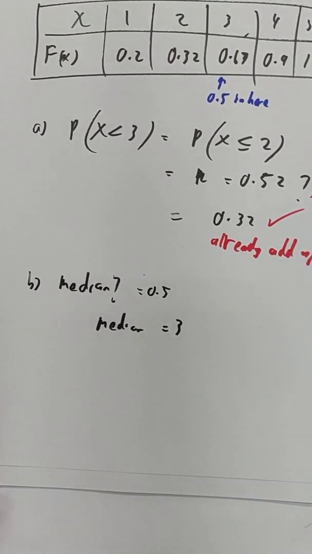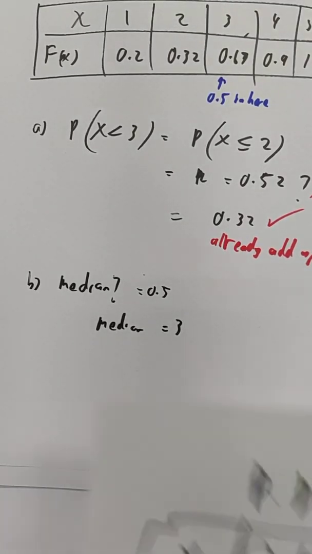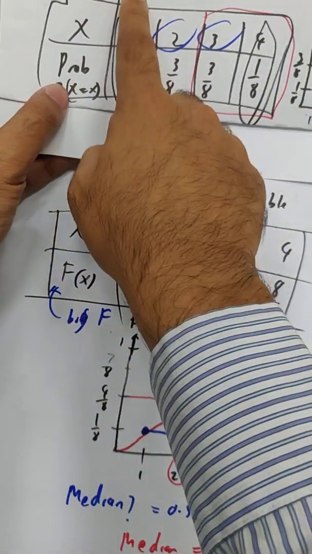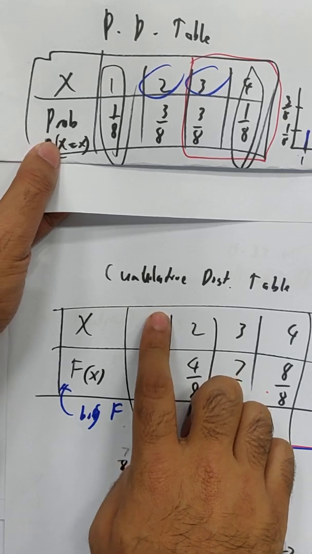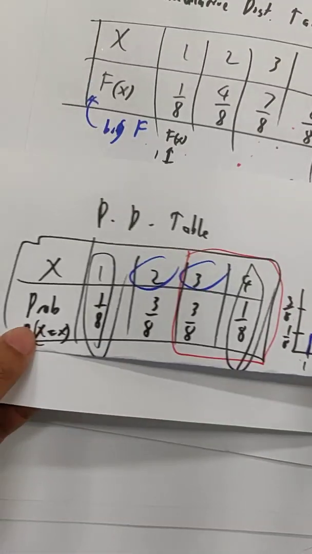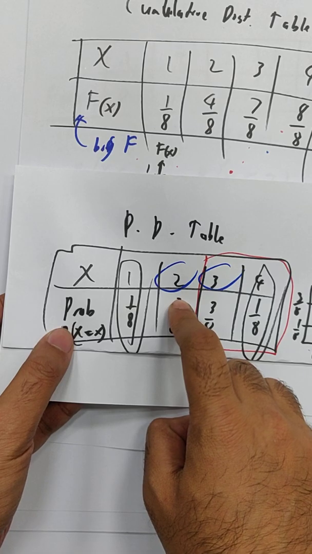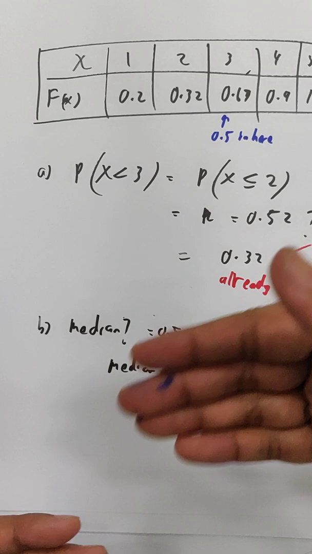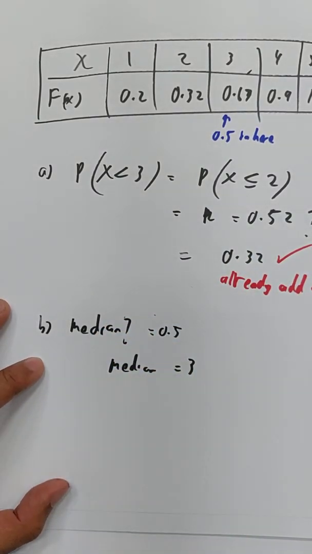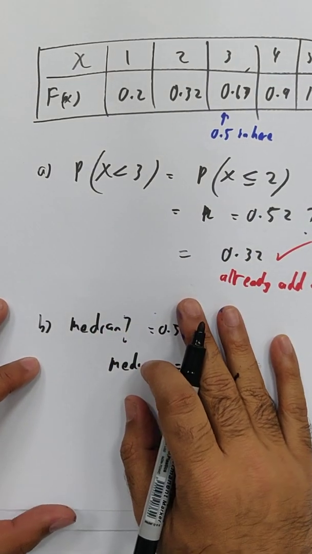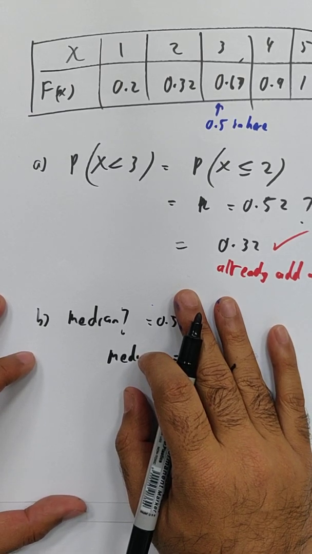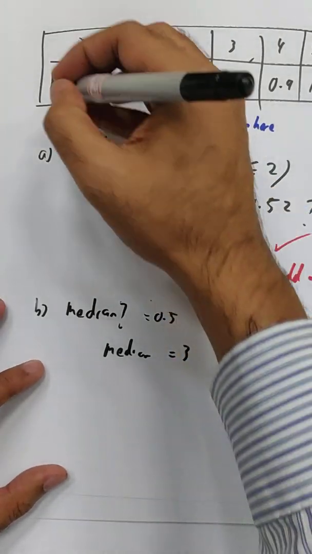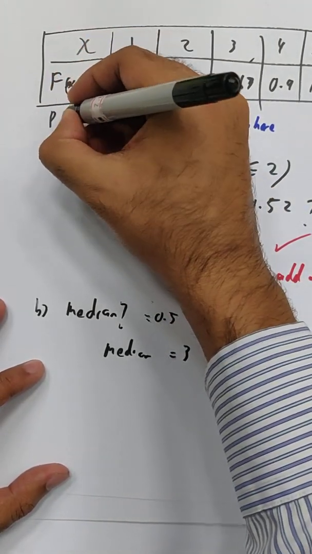Okay, so just now what we did was from the probability distribution table, we find the cumulative. Now we want to do the reverse process. We want to find from the cumulative the probability distribution table instead. So how do you reverse the process? It's easier to add up rather than minus. Okay, so let's draw here to save our time.